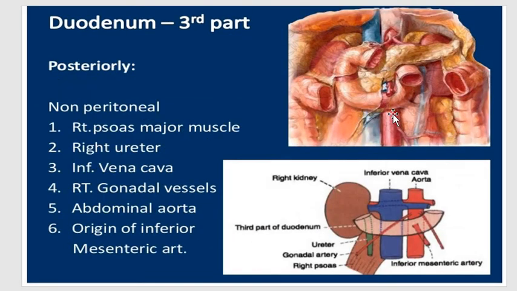Now you can see the posterior relations of the third part of the duodenum. What is behind? The right psoas major lies behind. The right ureter, which is coming out from the right kidney, the inferior vena cava, the right gonadal vessels, and the abdominal aorta are seen posteriorly. So these are the things seen posteriorly, and the origin of the inferior mesenteric artery. So these are the posterior relations of the third part of the duodenum.